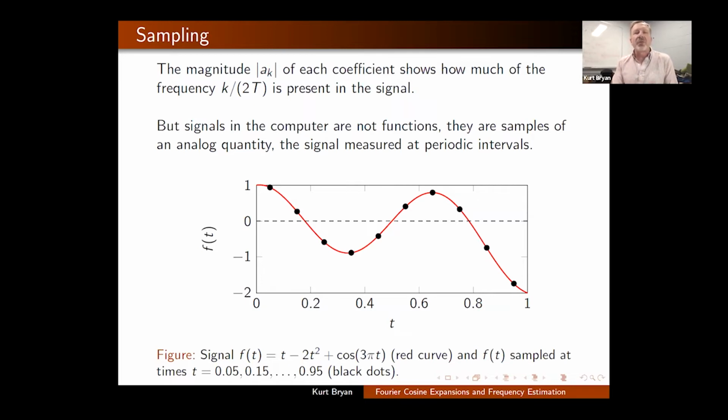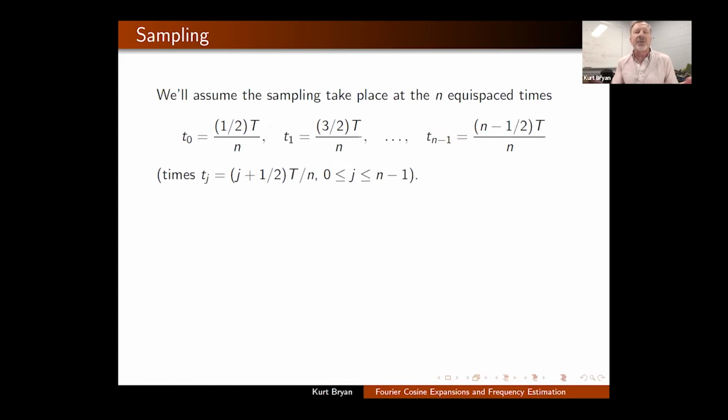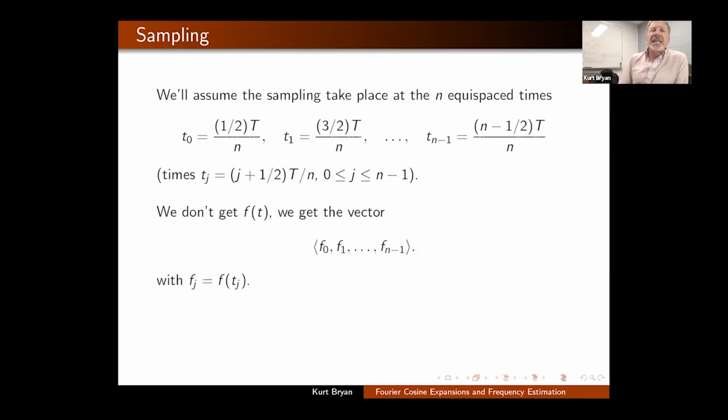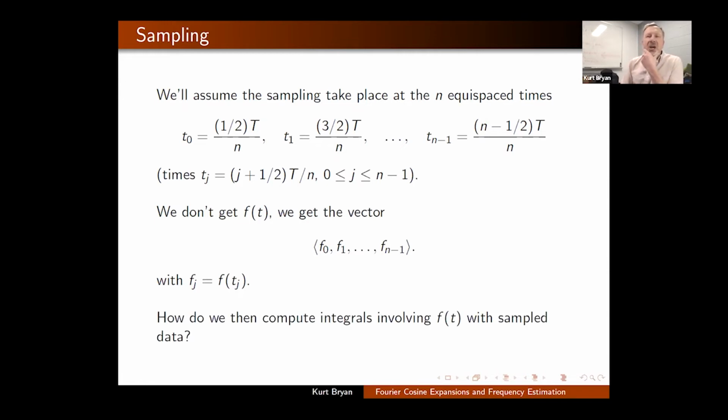And that means the question is, how do we do the integrals? Well, here's what we're going to do. We're going to assume that the sampling takes place at equispaced times and there are n samples over an interval from 0 to capital T. Those are the times at which the signal has been measured. We don't get the function f(t), we get this vector here that represents the sampled values of the signal, exactly as in the last slide. And that's the data we have to work with to try to compute these Fourier cosine integrals.